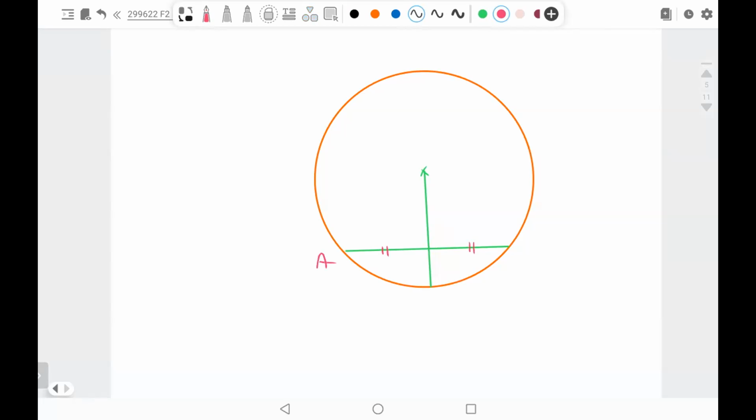So if A to B is 8 cm, A to B is 8 cm, so what is the length of A to M? Due to the properties of perpendicular, so what is the length of AM? Yeah, Avin, correct.